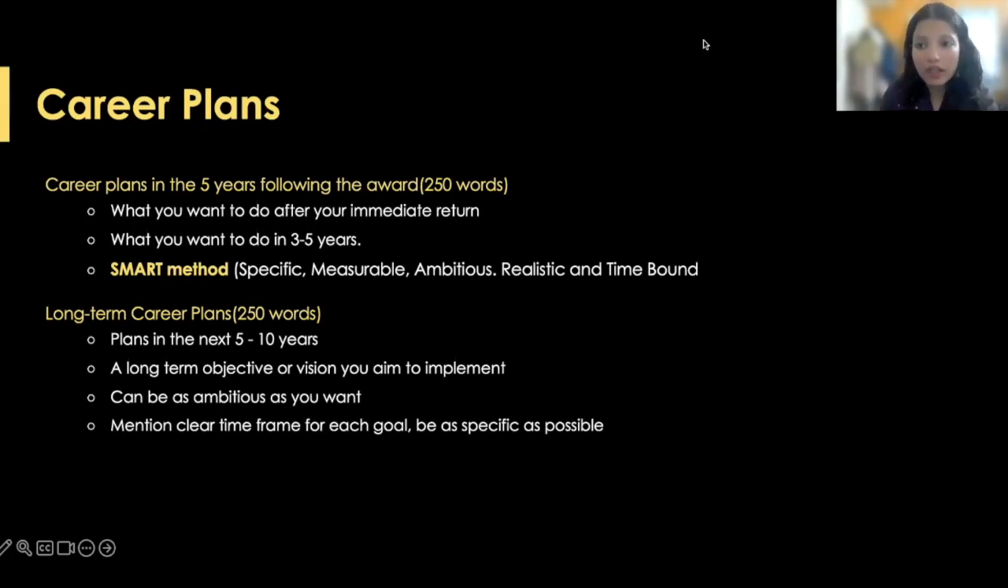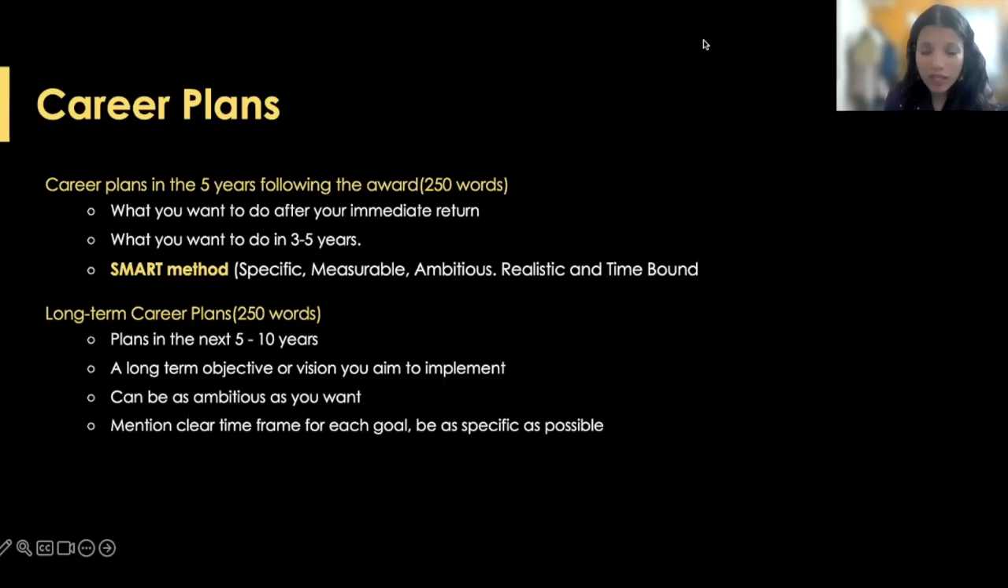And an important way to think about writing your career plan is the SMART method, which is usually something that's recommended for setting goals, but it's useful here as well, which is being specific, measurable, ambitious, realistic, and time-bound. That is your goals. Your career plan should be as specific as you can. Instead of broadly saying you want to work in this field, name drop organizations, name drop job roles, be very specific, as specific as you can.